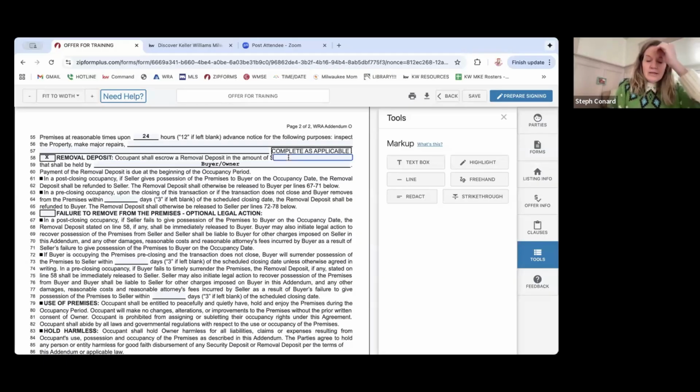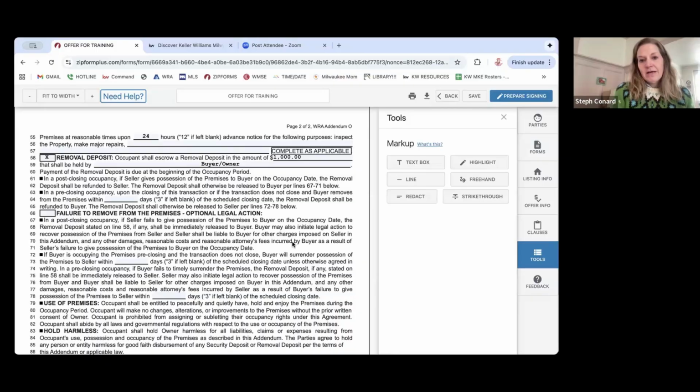And again, you're kind of coming up with that amount. A seller, this is a high amount, a seller's not going to want to pay $1,000 if they're going one day over their occupancy period. I don't have a good guideline for you guys in terms of what to use for a removal deposit.